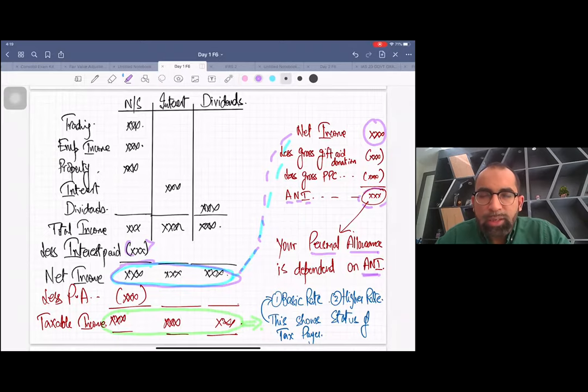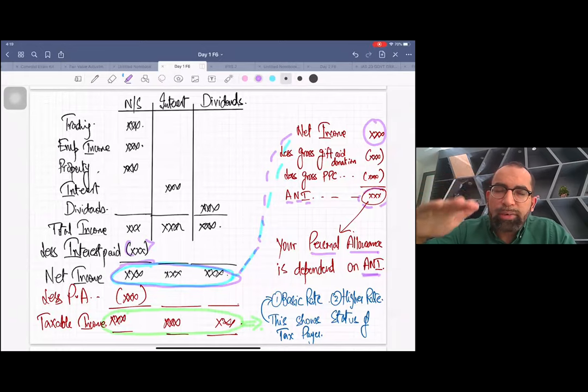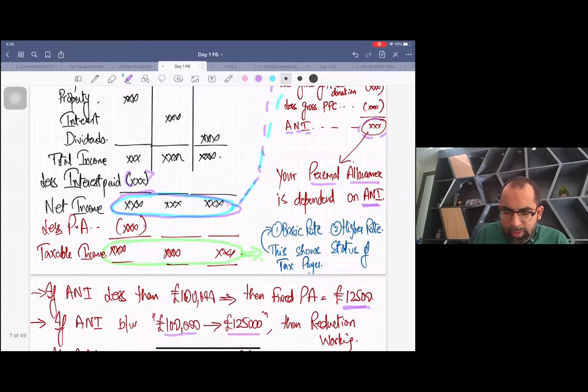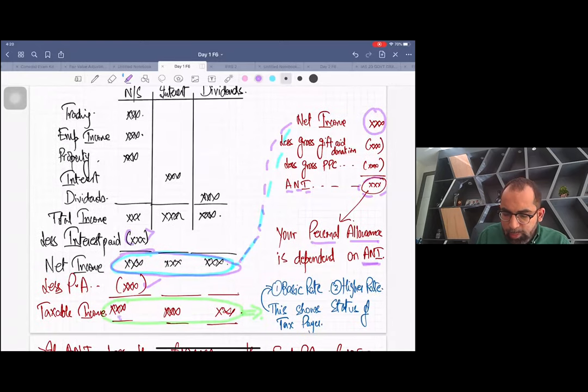Through ANI, you will calculate personal allowance, okay? And I've just told you the timeline. If your ANI is between 0 and 100,000, you will have a fixed personal allowance of 12,500. If ANI is between 100,000 and 125,000, your personal allowance will gradually reduce. And if your ANI is greater than 125,000, you will have personal allowance zero. Once you have calculated personal allowance, you will write it here, and after deducting personal allowance, you will get taxable income.